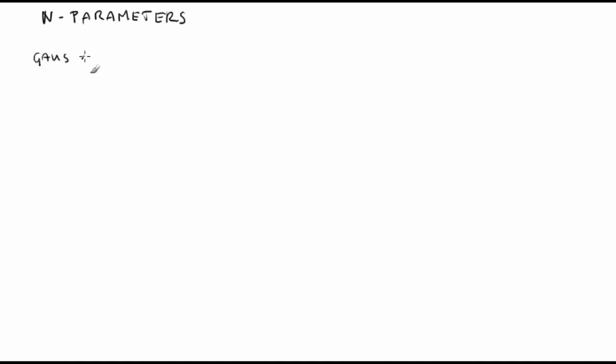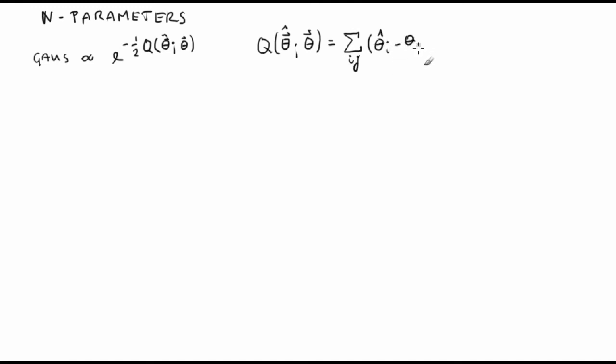Recall that the n-dimensional Gaussian function is proportional to the factor e to the power of minus 1/2 q of theta vector, hat theta vector, where q is defined as q of theta vector, hat theta equals the double sum over ij of (theta hat i minus theta i) times V hat inverse ij times (theta hat j minus theta j).